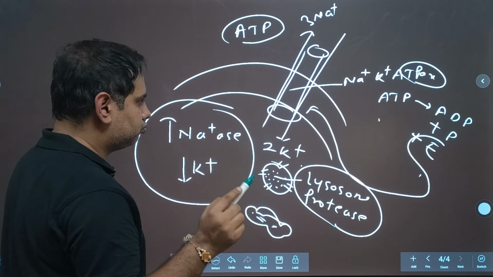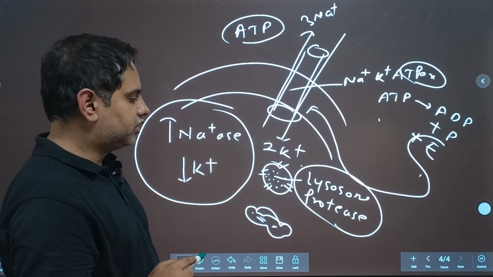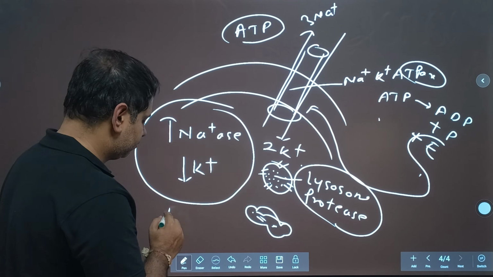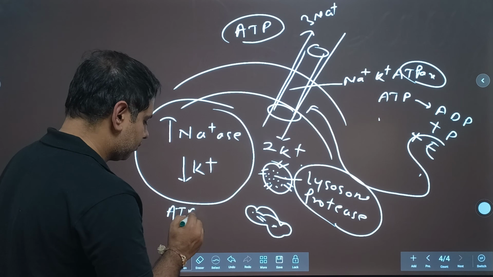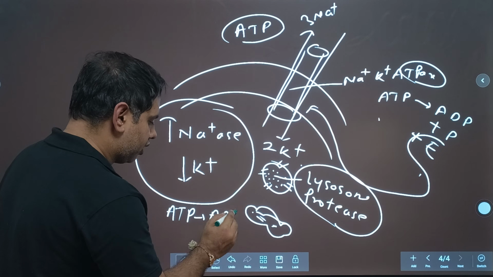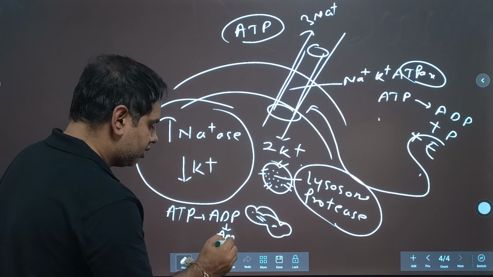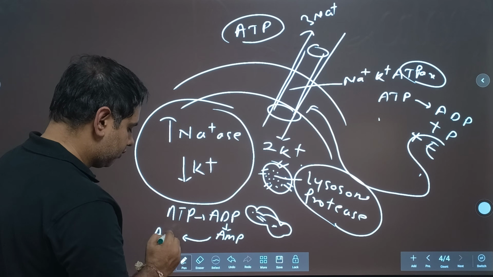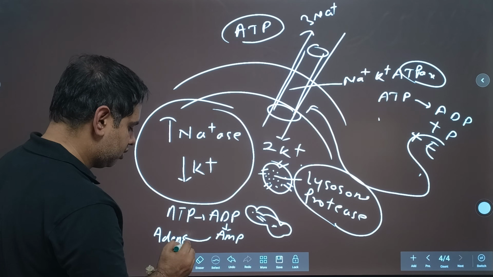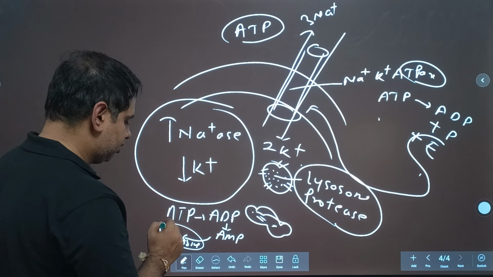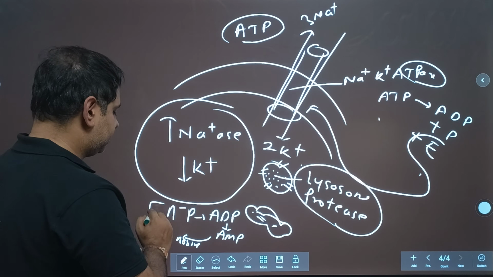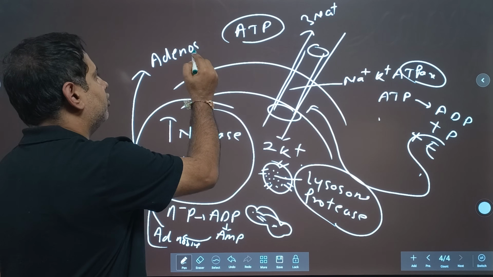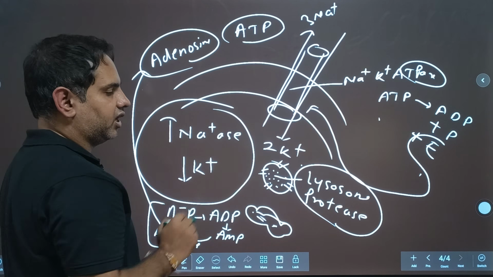Another most drastic change which can happen is your ATP is going to convert into ADP, and ADP is going to convert into AMP, and this AMP is going to convert into adenosine, and this adenosine, which is formed inside the cell, is coming out of the cells, and this adenosine will not enter again.